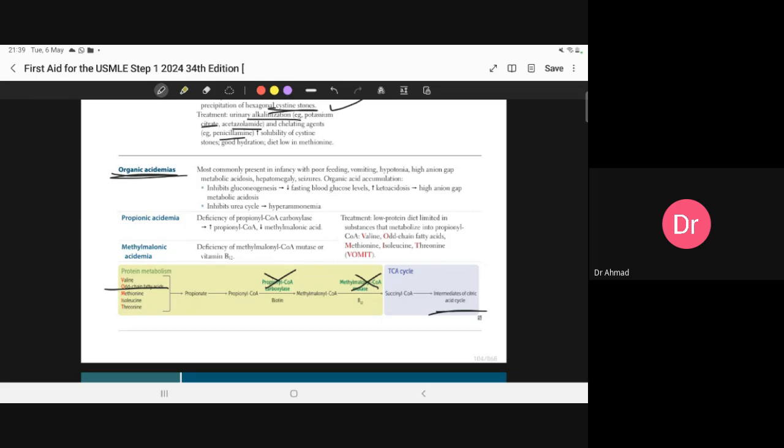If you have fatty acid buildup, it can also lead to your organic acidemias, because in the end both are acids. So what happens is, it means you cannot go into glycolysis, it means you cannot go into gluconeogenesis. So what will happen? You will have hypoglycemia, of course.